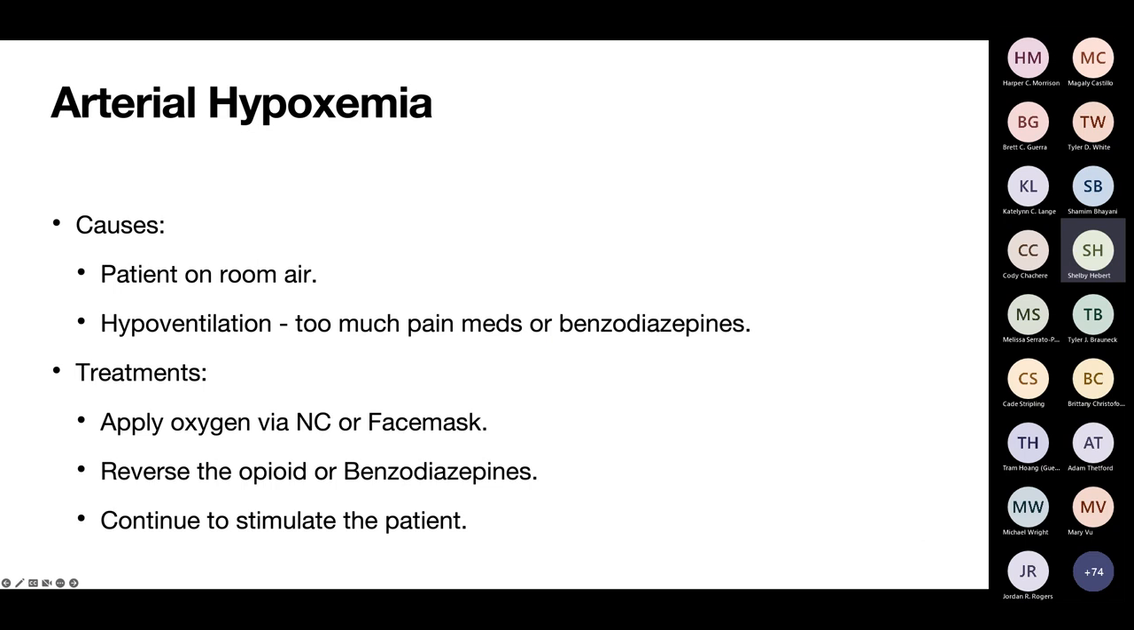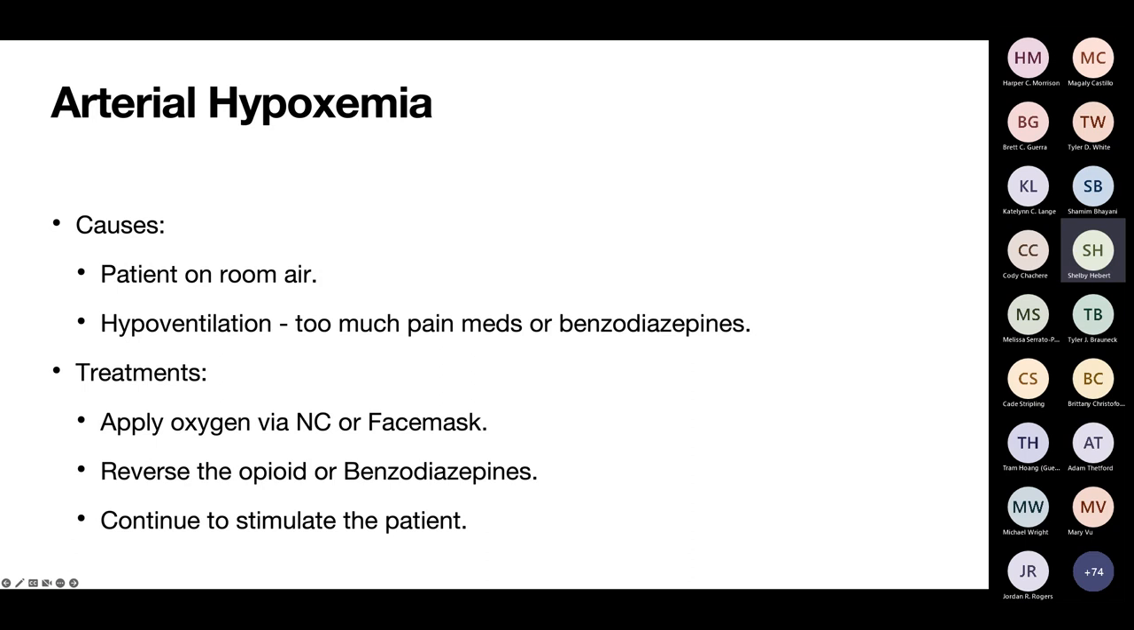And then finally, the last couple of things we're going to talk about for respiratory stuff is hypoxemia. And there's a couple of different causes. One of the biggest ones is us oversedating the patient, whether we give them too much pain meds, too many benzos, too many of whatever you come across. So it's pretty fortunate that we're able to treat it easily. Give them some supplemental oxygen.